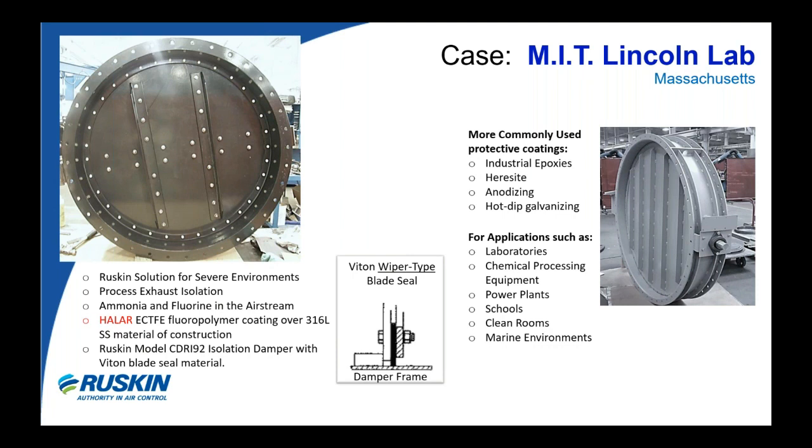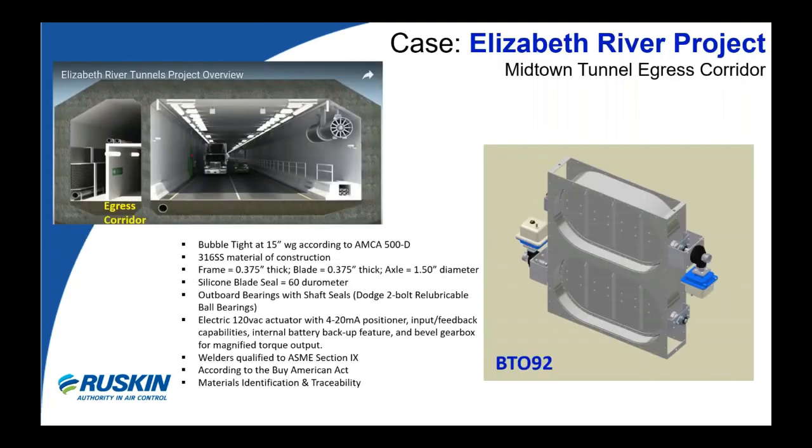Staying on the topic of round isolation dampers, let's take a look at the Midtown Tunnel Egress Corridor project in Virginia, which involves an immersed tube tunnel under the Elizabeth River, which would connect the ports at Norfolk and Portsmouth. This project, secured and managed by our representative firm, Hobbs & Associates, specified use of flange rectangular bubble-tight dampers sized 4 feet wide by 5 feet tall.